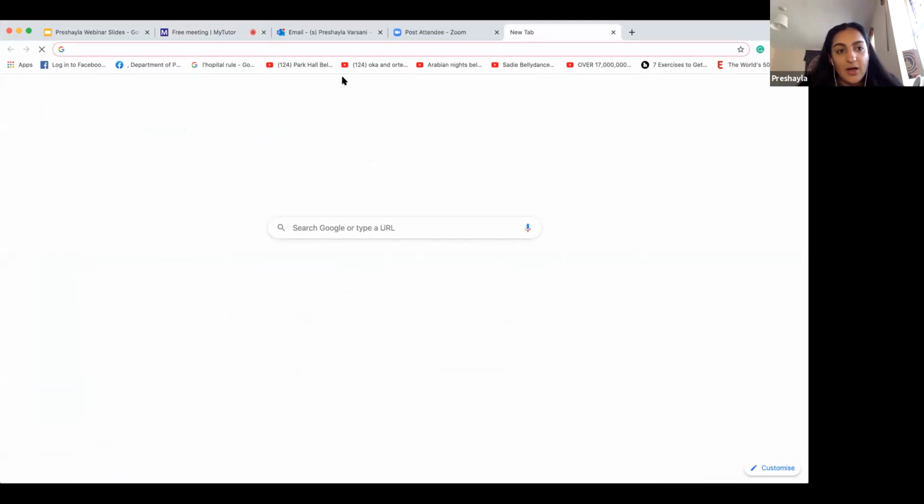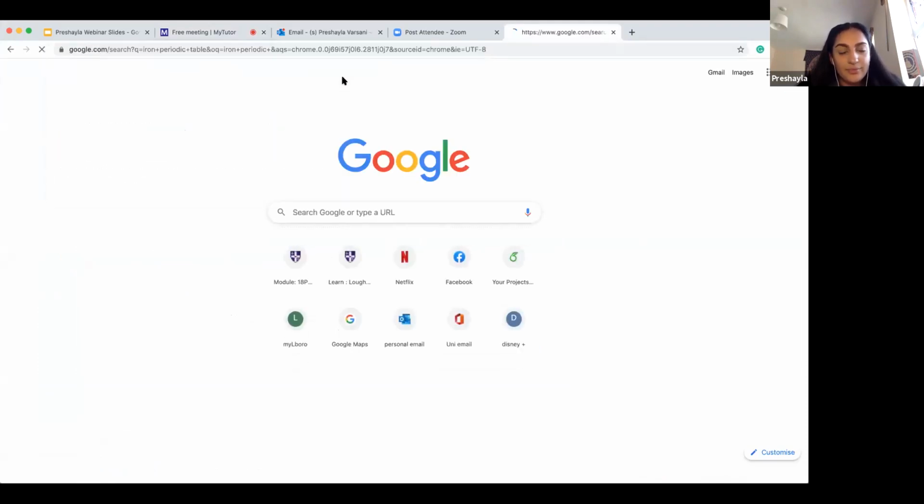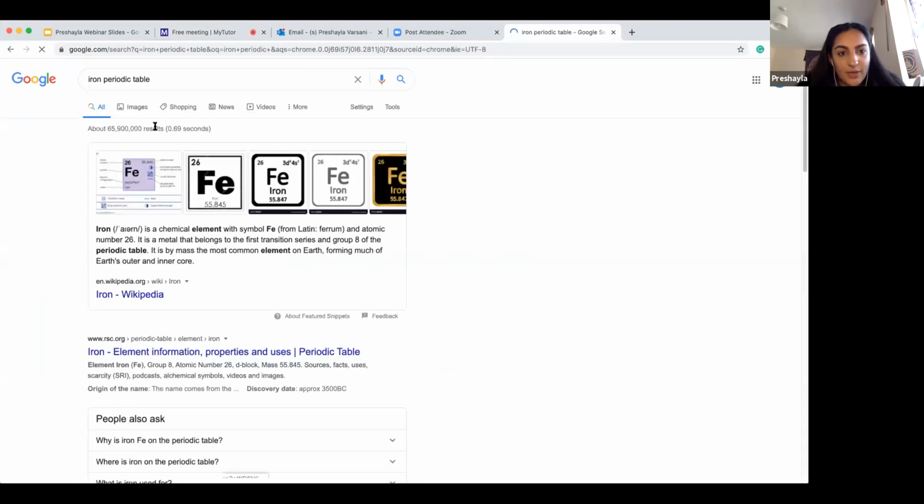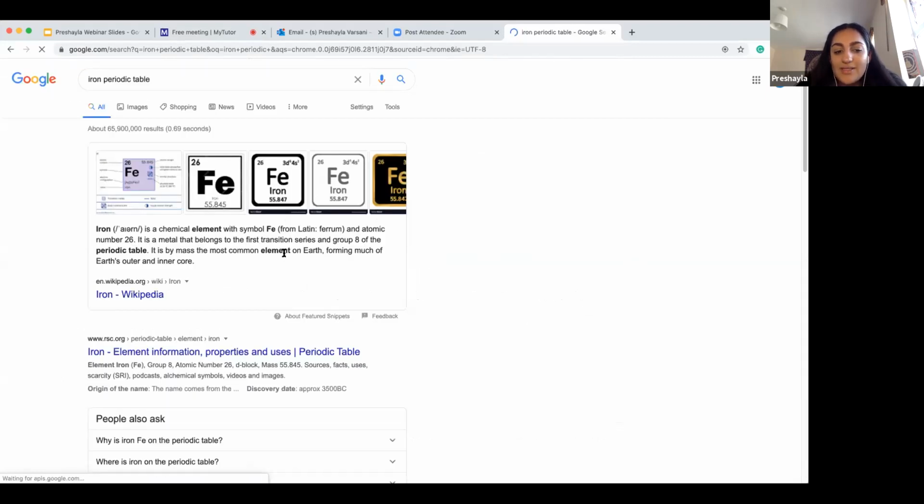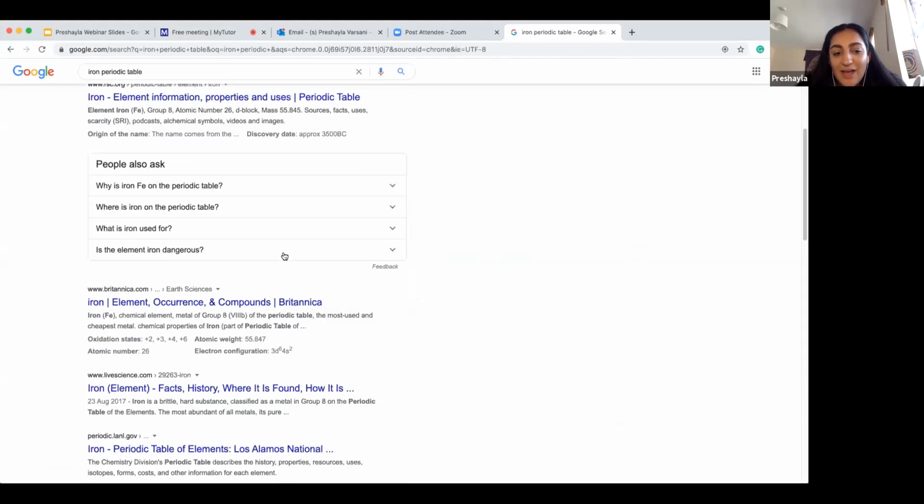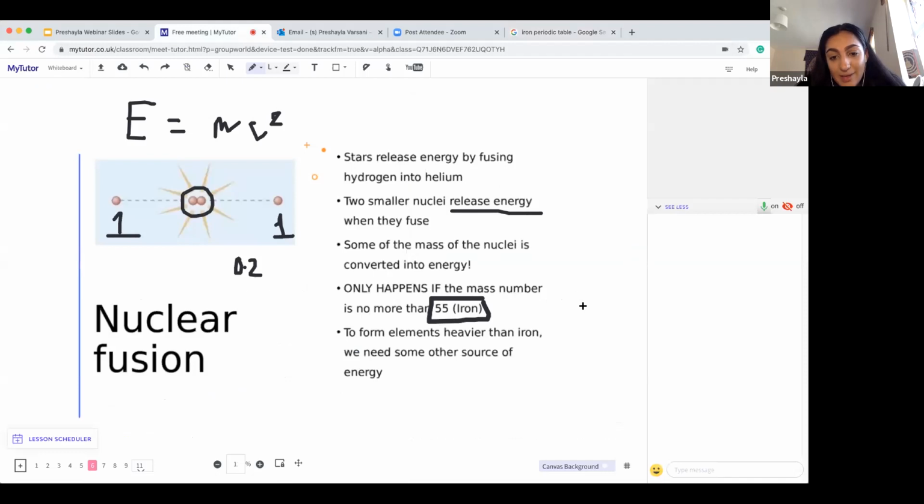So let's have a look at the iron periodic table. Okay, so what we see on our periodic table is that iron is actually 56 when you round it up, right? It's 56 as its mass number. Now, what that means for us is that if we have iron 55, that's an isotope. It has a different mass number, but we still have the same number of protons.